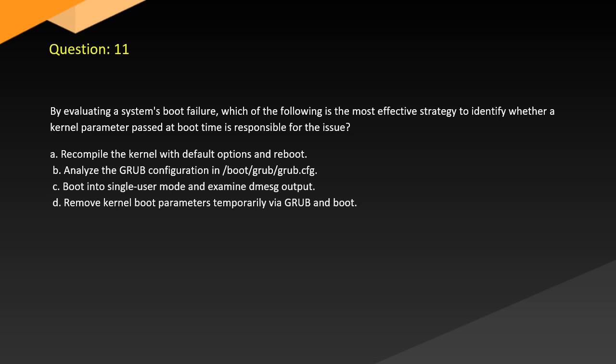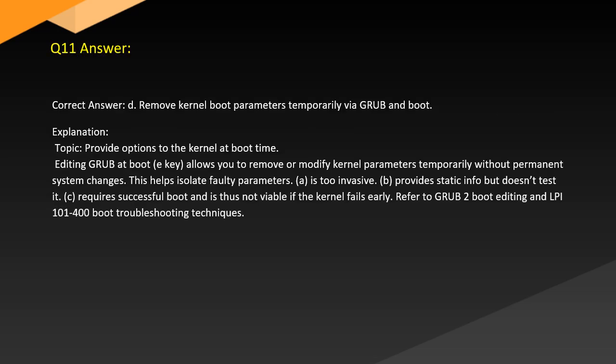A. Recompile the kernel with default options and reboot. B. Analyze the grub configuration in /boot/grub/grub.cfg. C. Boot into single user mode and examine dmesg output. D. Remove kernel boot parameters temporarily via GRUB and boot. Answer. Correct answer: D. Remove kernel boot parameters temporarily via GRUB and boot.